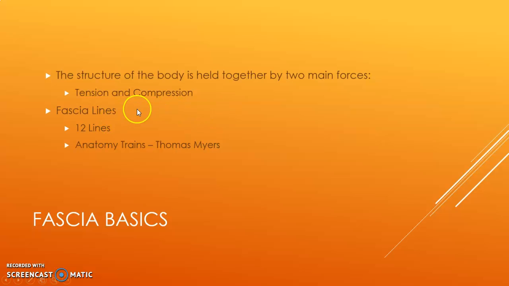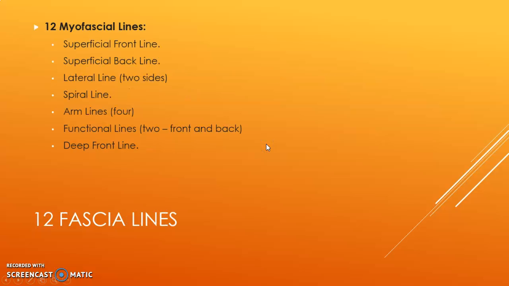Now the fascia lines, he breaks out 12 of them. In the book, they do a really good job of describing the fascia lines all the way from one end of the body to the other, and as you'll see, it's pretty cool how he does it. You don't have to worry about remembering these for the course. I'm more interested in you getting a basic understanding of the 12 lines in the human body.